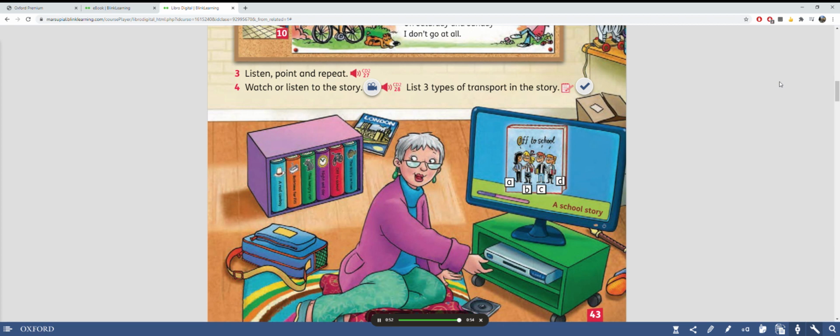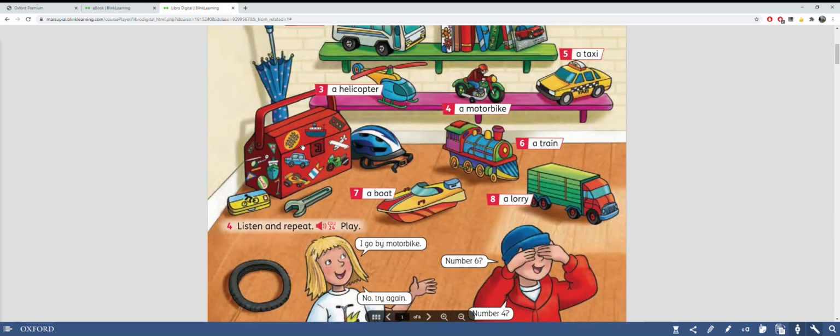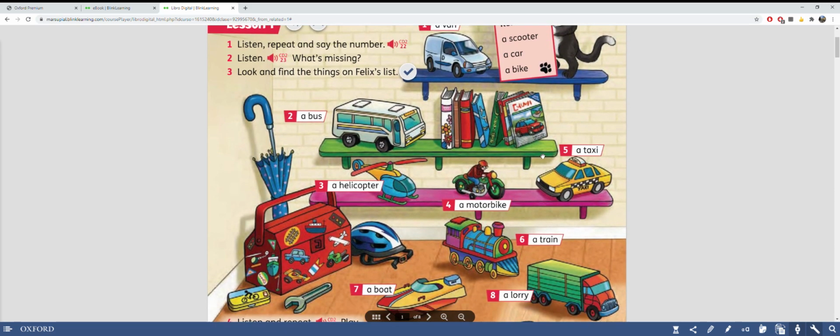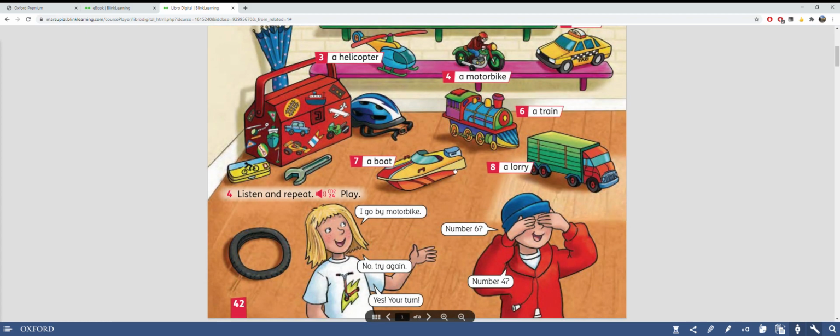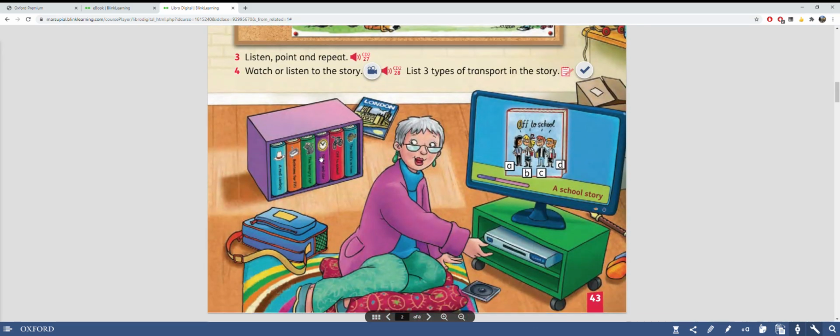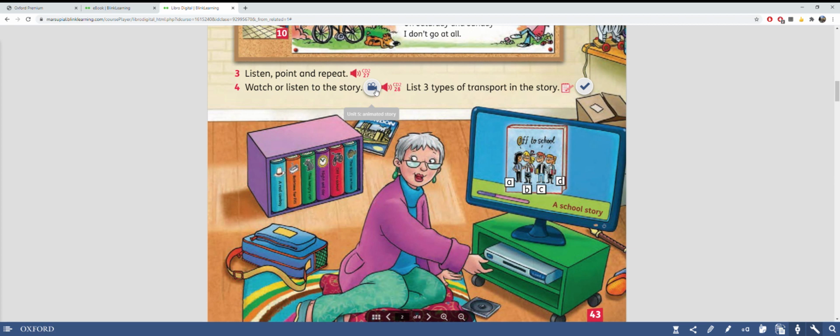Very good. So these are the characters' names for the story. Excellent. Now we are going to watch the story. The assignment for this is to list 3 types of transportation or transport. So here we have the transport that we learned, for example bus, van, taxi, motorbike, boat, lorry, train, helicopter, bike, scooter, and a lot more. So now we are going to focus on the story. Let's watch this story.